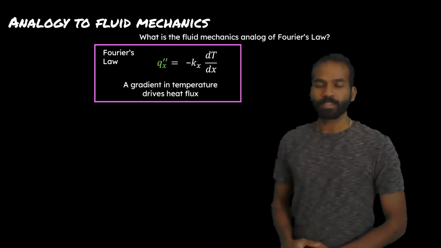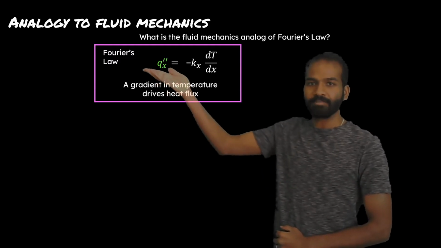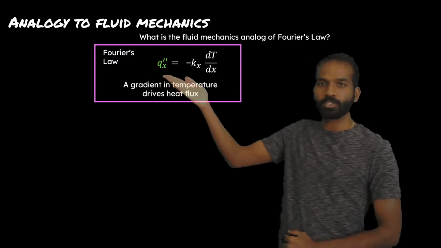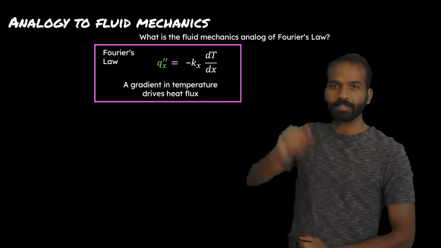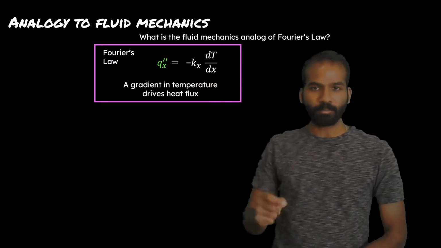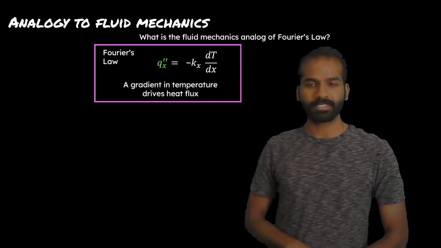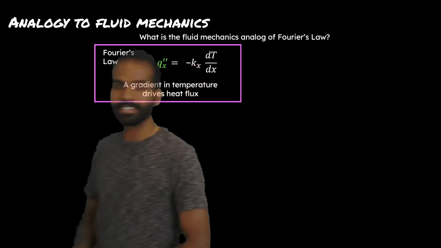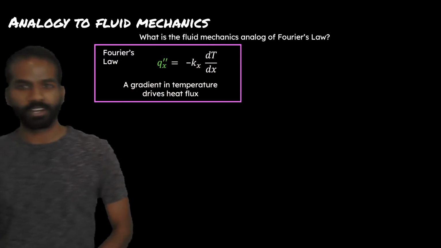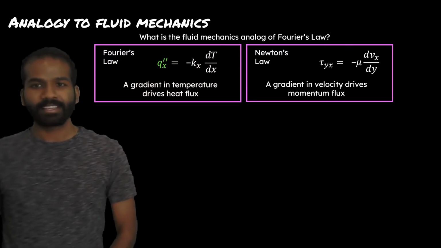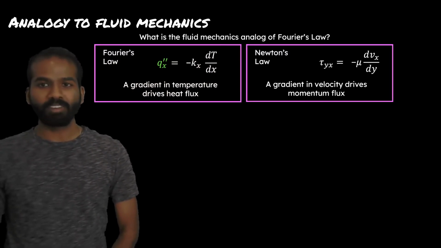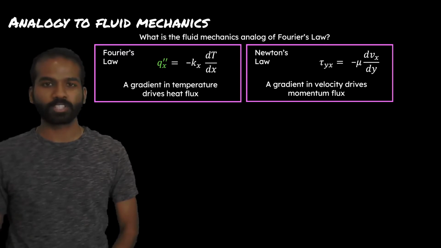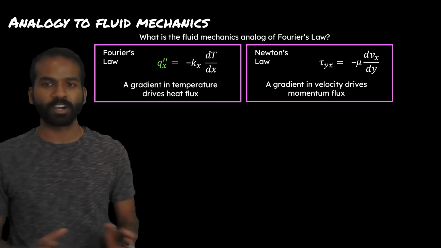With Fourier's law, we see here that we have a heat flux, Qx double prime, which is related to a temperature gradient. So a gradient in temperature drives a heat flux. The quantity which is related to this from fluid mechanics is from Newton's law. We see that we have a gradient in velocity given by dvx dy, and that this gradient then drives momentum flux. So there's a clear parallel between Fourier's law and Newton's law.